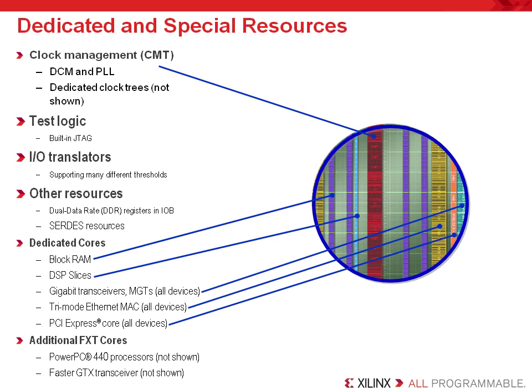As I mentioned earlier, I/O translators, DDR registers, and SerDes resources are all dedicated in the silicon as well. Other dedicated resources include block RAM, DSP slices, gigabit transceivers, commonly called MGTs, Tri-Mode Ethernet MACs, PCI cores, and in addition to those dedicated resources, the PowerPC 440 and the faster GTX transceivers are also included with the Virtex 5 FXT family of devices. Note how each of these resources is dedicated on the die.